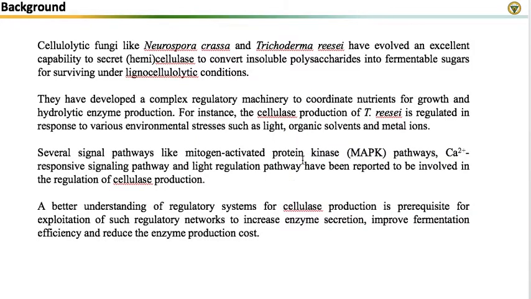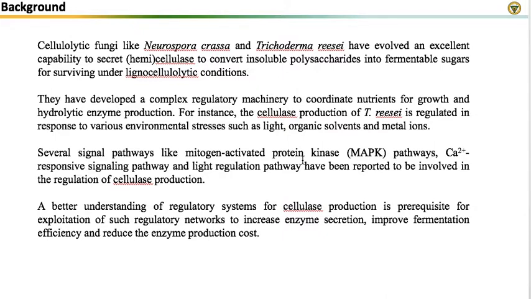Firstly, background. Cellulolytic fungi have evolved an excellent capability to secrete cellulase to convert insoluble polysaccharides into fermentable sugars for surviving in poor conditions. They have developed a complex regulatory machinery to coordinate nutrients for growth and hydrolytic enzyme production. For instance, the cellulase production of Trichoderma is regulated in response to various environmental stresses, such as light, organic solvents, and metal ions. Several signal pathways like MAPK pathways, calcium responsive signaling pathway, and light regulation pathway have been reported to be involved in the regulation of cellulase production.